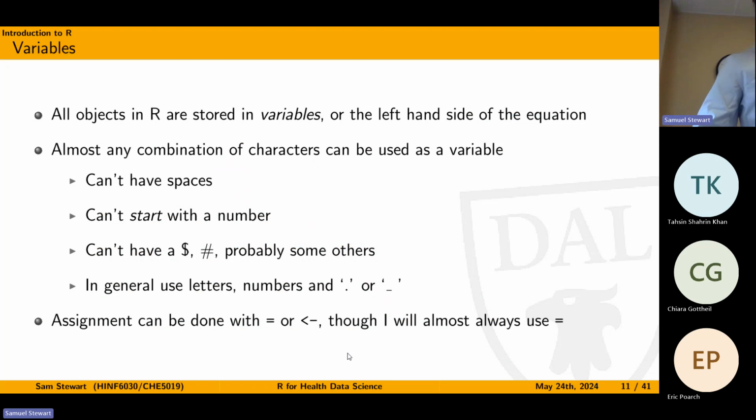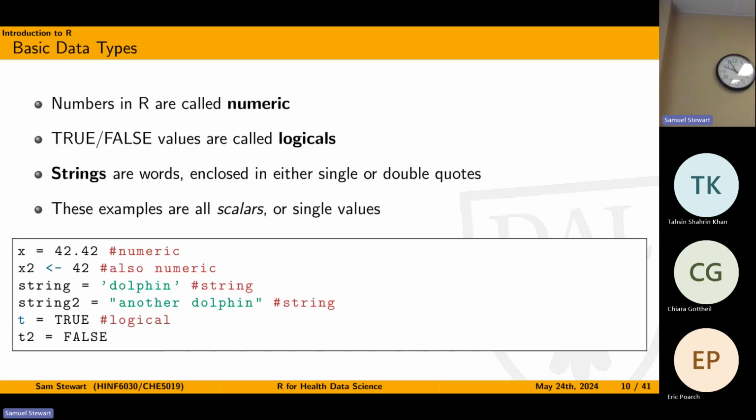Oh, assignment. You'll see here, I assigned x equals 42 and x2 with an arrow. So this is literally just drawing an arrow. It's a less than sign and a minus sign.